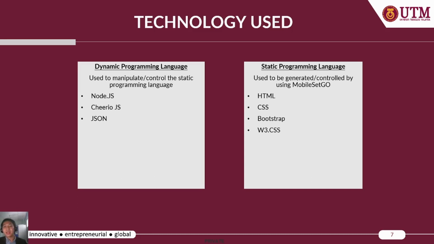And second is the static programming language. Static programming language is used to be generated or controlled by the dynamic programming language, or the MobileSetGo. There are four languages and frameworks that we use, which are HTML, CSS, Bootstrap, and W3 CSS.